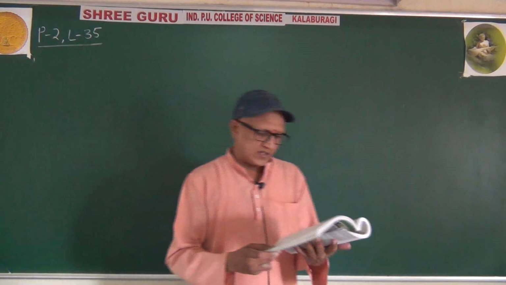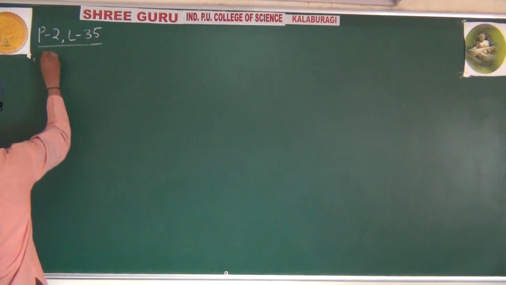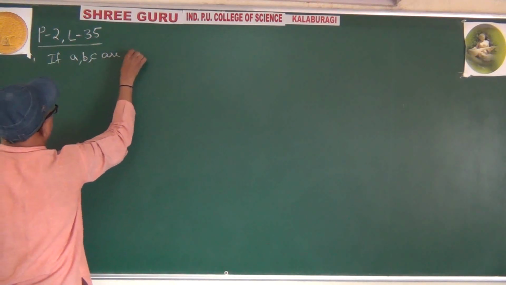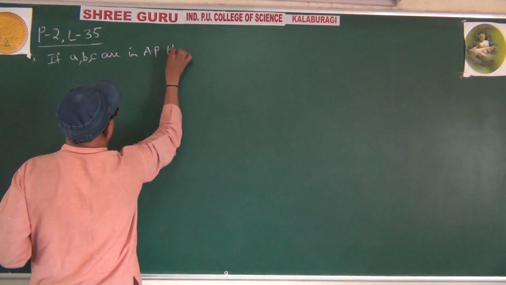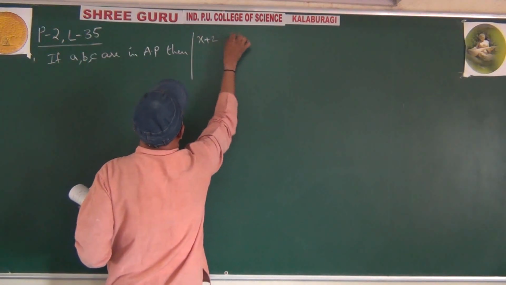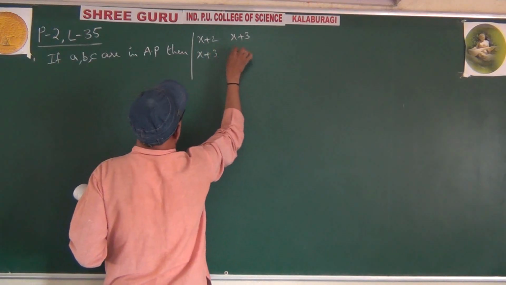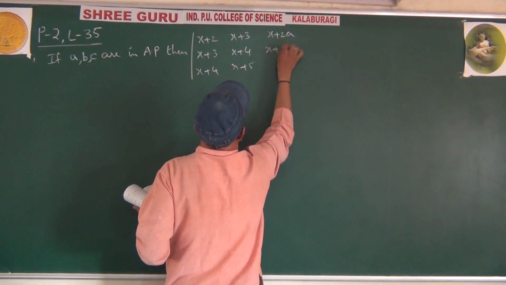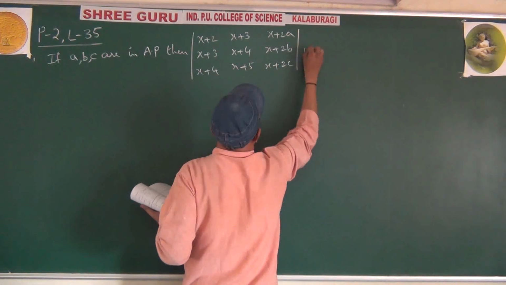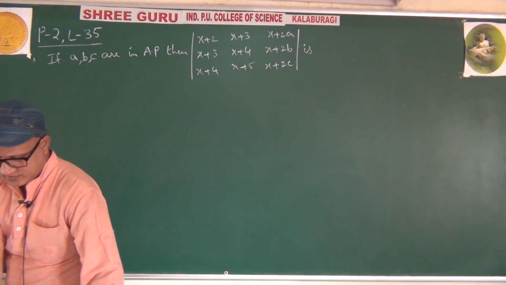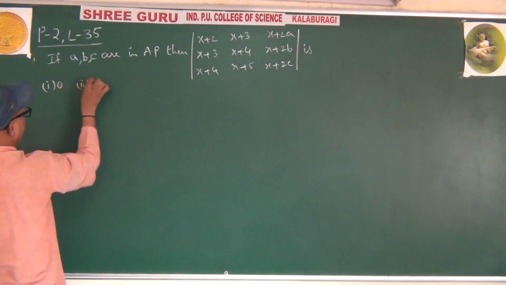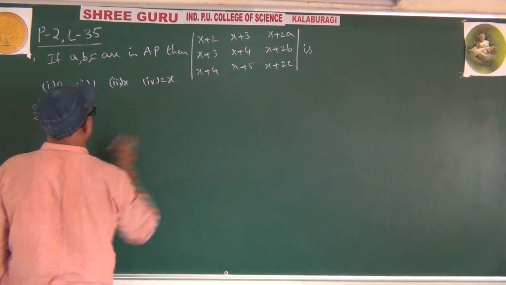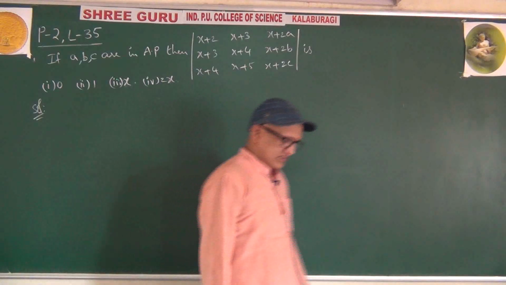Next question, 3 questions left, 3 are objective. The question is, if A, B, C are in AB, then x plus 2, x plus 3, x plus 3, x plus 4. First option 0, 1, x to x.